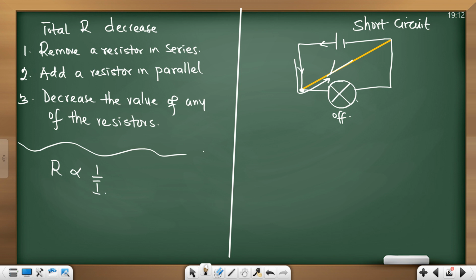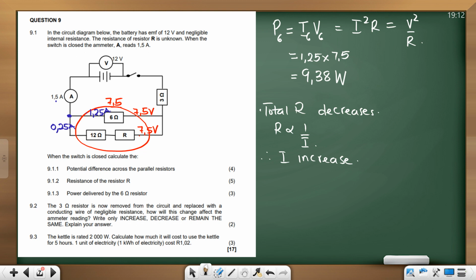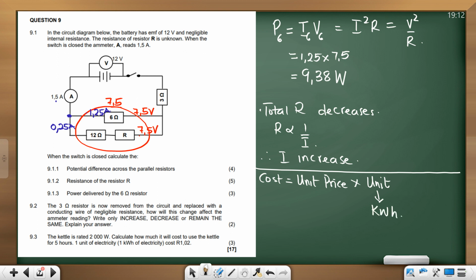Okay. Are we okay there, guys? Let's quickly calculate the cost of electricity. It's 2 marks. The kettle is rated 2000 watts. Calculate how much it will cost for 5 hours. When it comes to calculating cost, the unit price and kilowatt hour matter. Actually, power times time. The power must be converted to kilowatt, and the time must be in hours. Let's see. Power is 2000 watts.